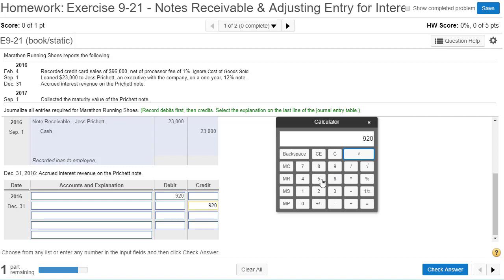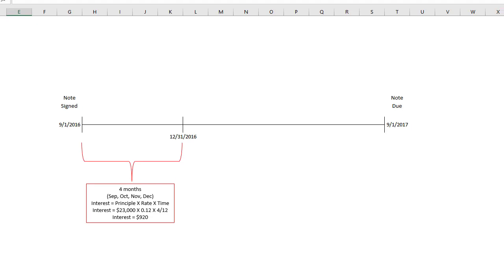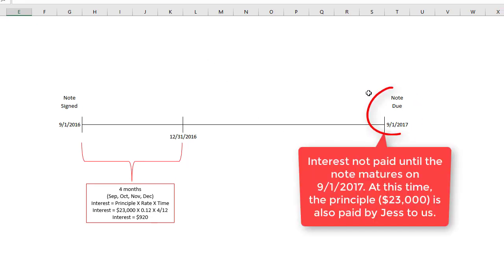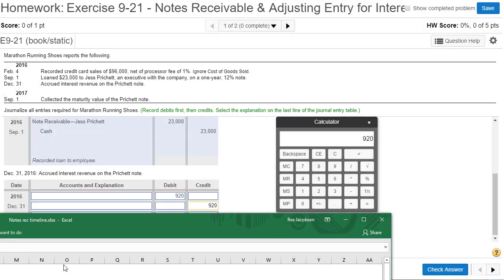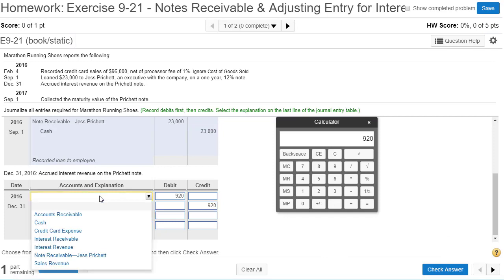Now, immediately, some of you are going to say, well, we're getting cash. No, that's not correct. Remember, the way a note works is the note does not get paid, and the interest does not get paid until the note is due. So it's not until next year, September 1, 2017, that we're going to get the note paid back to us plus interest. So on December 31st, the adjusting entry is recording how much interest is owed to us. So that is interest receivable.